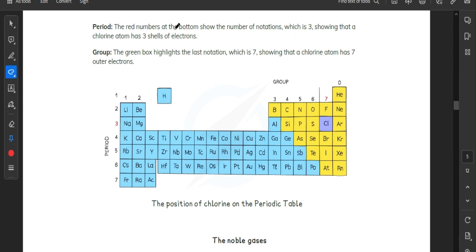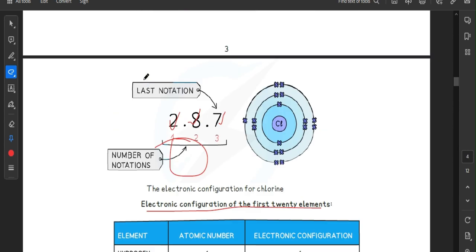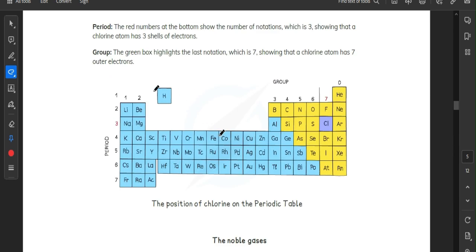Period. The red number at the bottom shows the number of notations, which is 3, showing that a chlorine atom has 3 shells of electrons. The 3 referring here is from this 3 over here. Group. The green box highlights the last notation, which is 7, showing that a chlorine atom has 7 outer electrons. 7 over here.